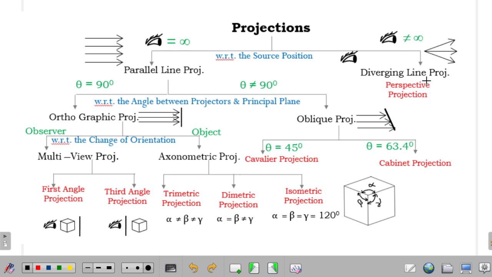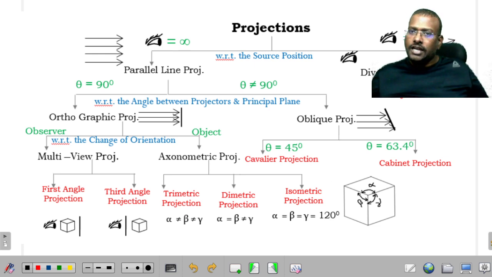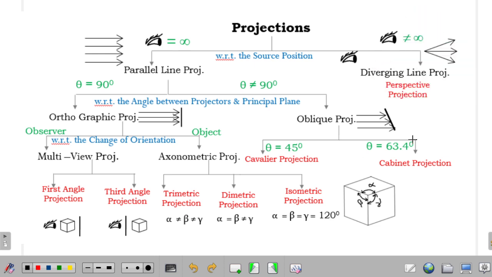The example of diverging line projection is perspective projection. This is nothing but however it appears to the human eye. If you draw as it is, that is considered perspective projection. Here in perspective projection there are different types. The methods of drawing are going to be two types. One is the visual ray method.